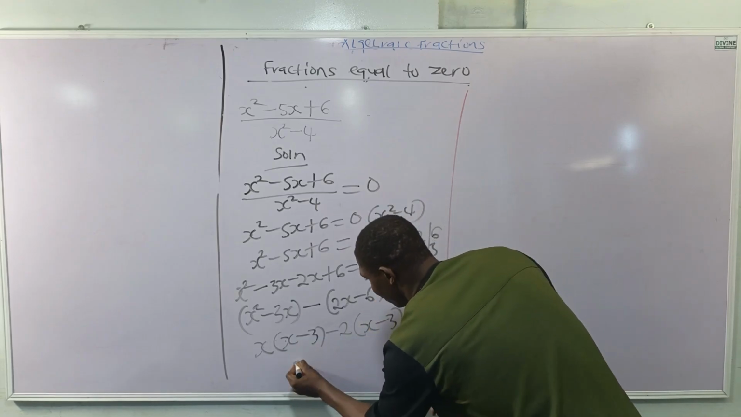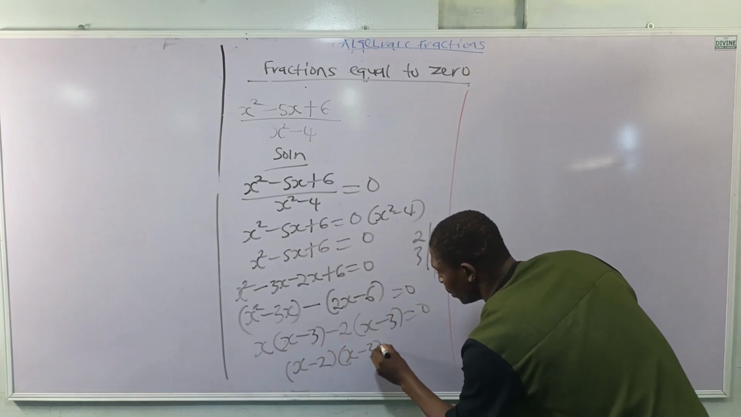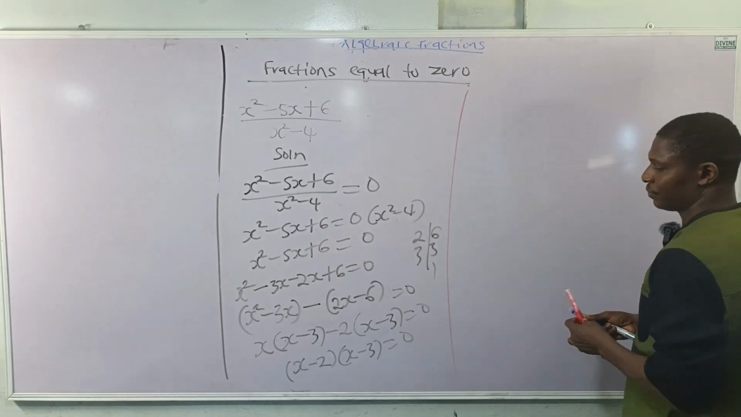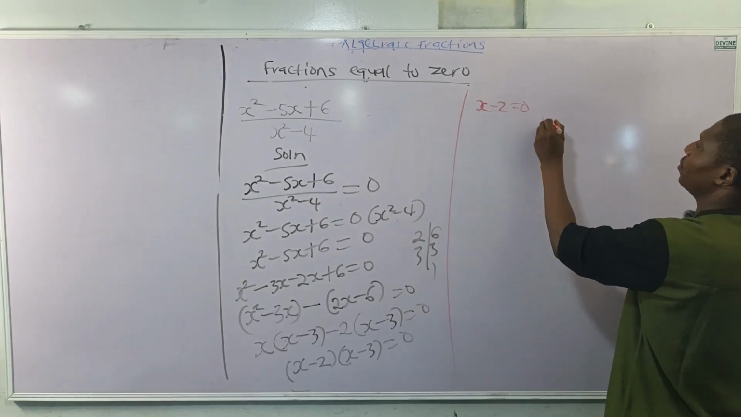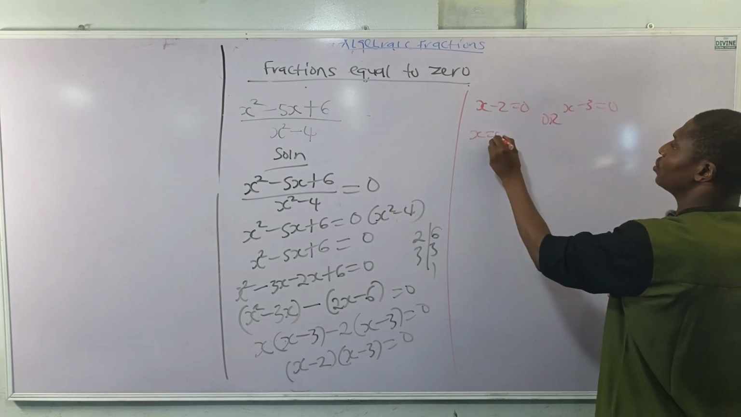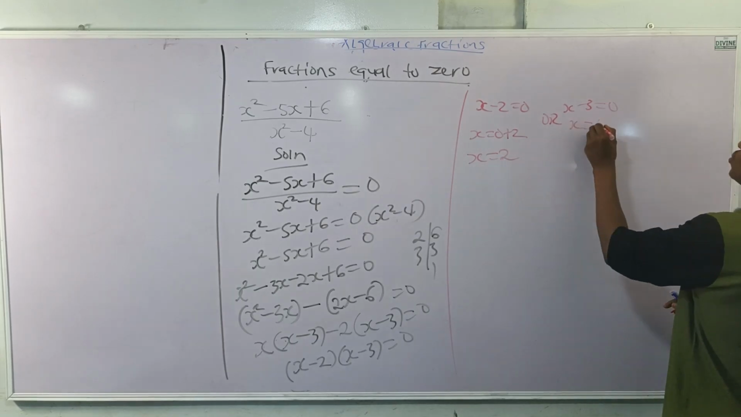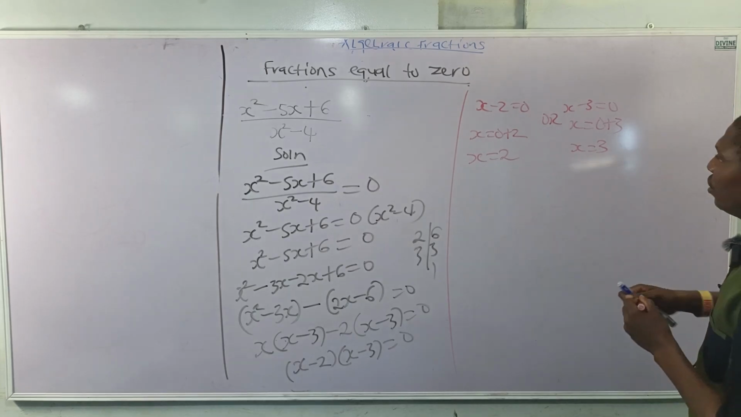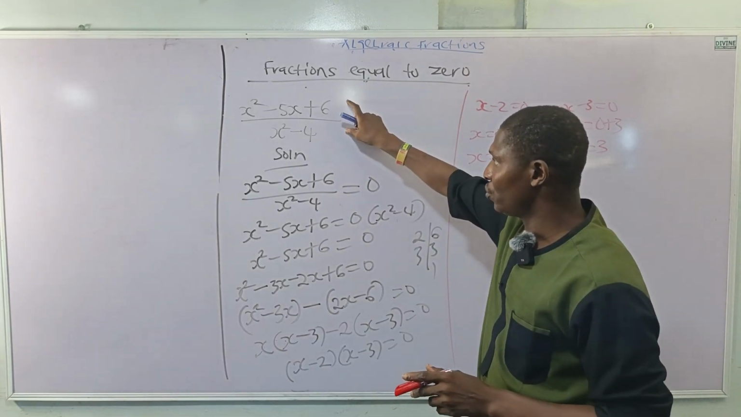So the two brackets are same. So I have s minus 2 and s minus 3 equal to 0, and I'll have my values as s minus 2 equal to 0, or s minus 3 equal to 0. And I'll have s equal to 0 plus 2, which gives me s to be equal to 2, or s equal to 0 plus 3, and I'll have s equal to 3.